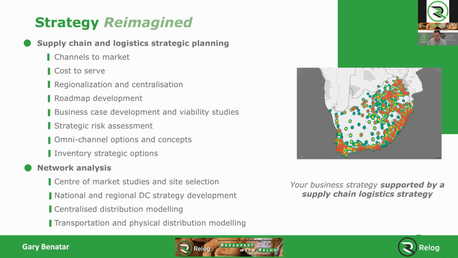And look at your inventory strategic options. That was an interesting thing with COVID. It made us very quickly look at our sourcing and our inventories, because a lot of people sat with a lot of problems in the beginning with the shipping challenges, etc. We look at the network analysis, the center of market, the site selection, and national and regional DC strategies: putting fast movers regionally and slow movers nationally. And centralized distribution modeling, actually modeling what happens if you do one thing or another. Then you've got to tie that into your physical distribution.